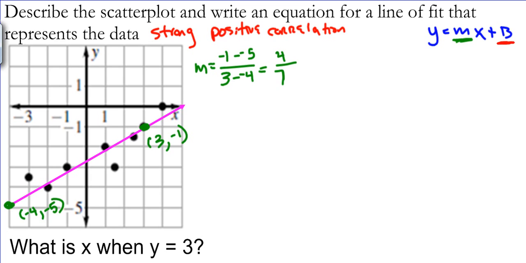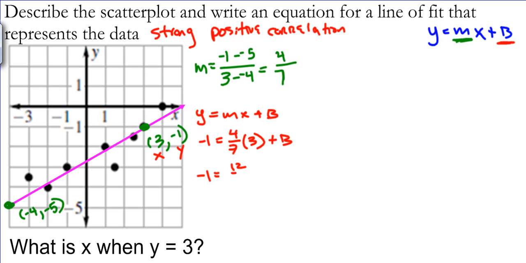Now we have to find our b. To find our b, we do what we've been doing. Plug in our y, our m, and an x. It doesn't matter which one you do. I'm going to do these two right here this time. So -1 equals 4/7 times 3 plus b. -1 equals 12/7 plus b. Subtract 12/7.